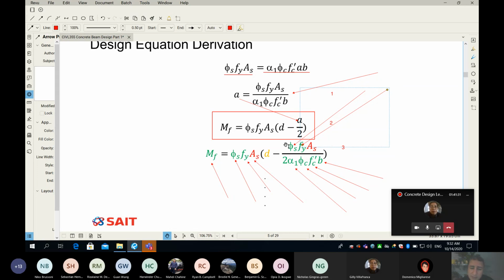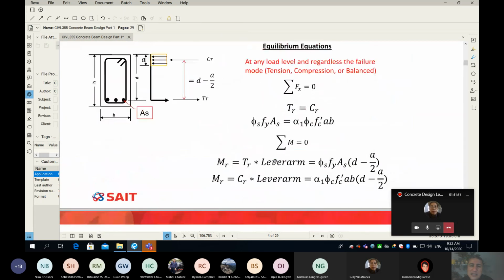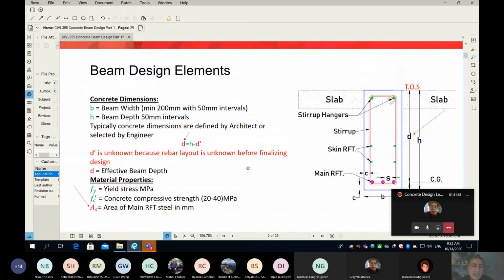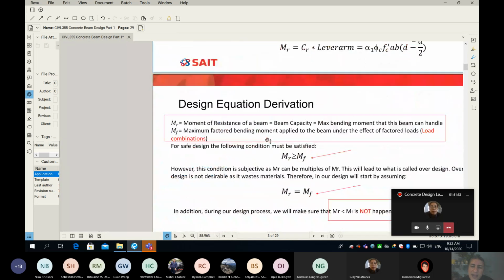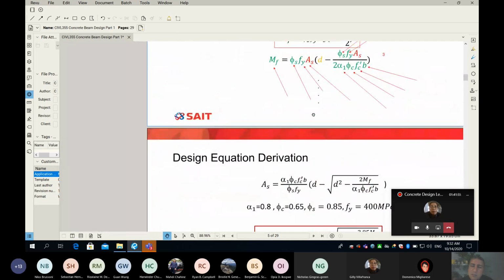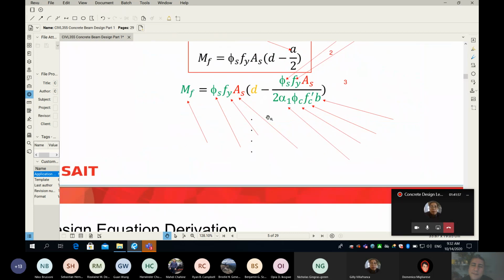How about the D? You can see I did not color it red or green. It is somewhere in the middle because the D is connected to my H and my D prime. Part of the D is known, which is H, but the other part, D prime, is unknown. So D prime is a nice mix between known and unknown. And that's why I'm going to give you my golden rule.